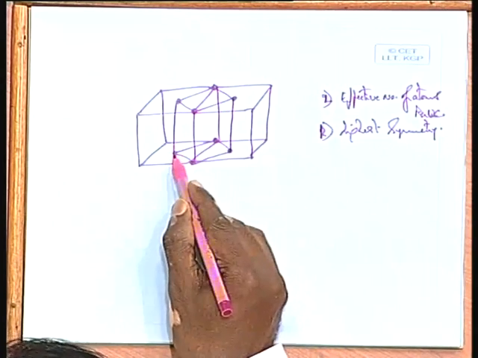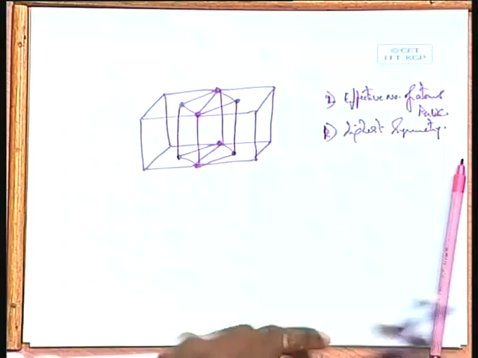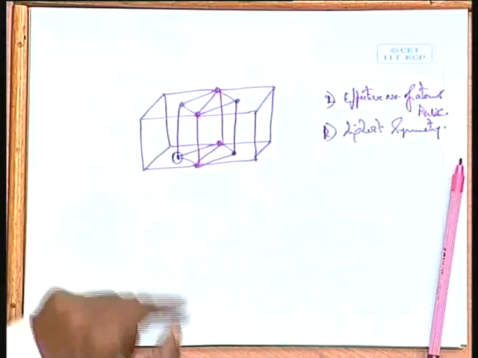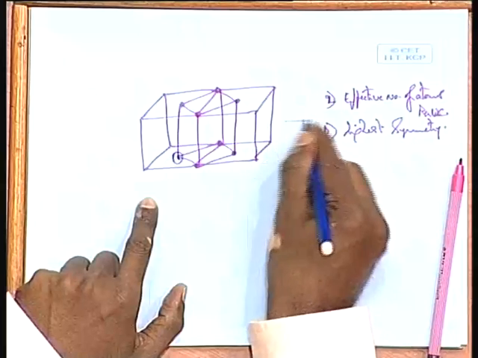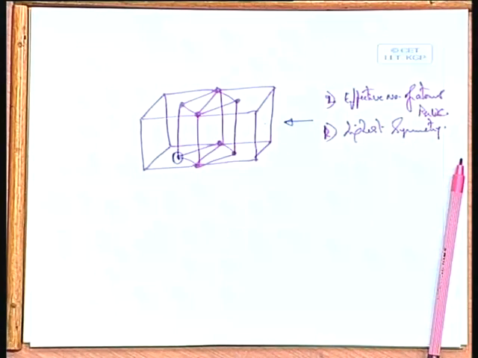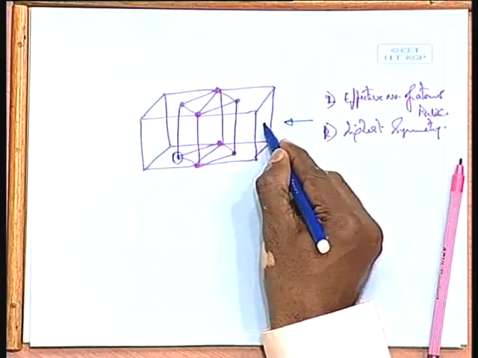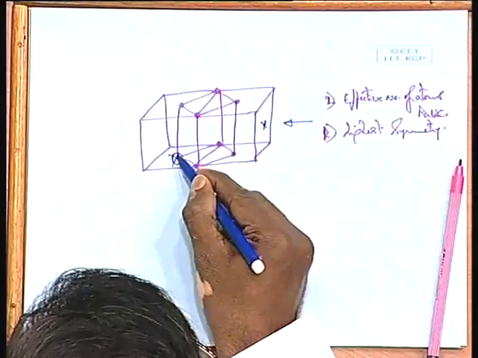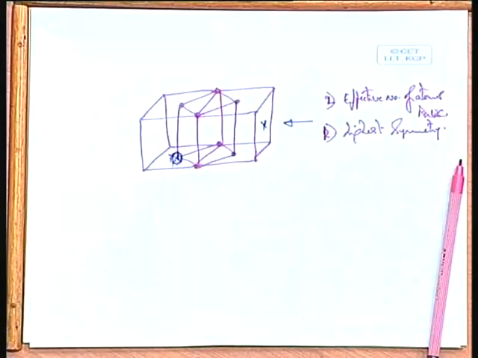So, now if I call this as the base, for example, because I am looking at it in this direction, that is why I am calling it the base. But if somebody looks at it in this direction, he would call this the base. There is no difference between this plane and this plane in terms of the symmetry, they have exactly the same symmetry.